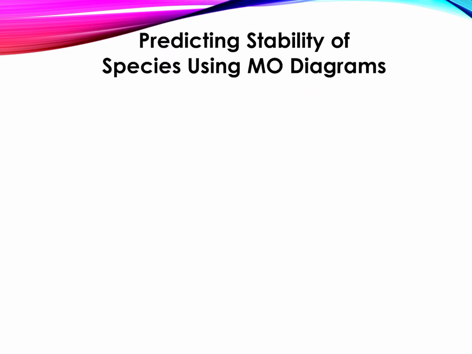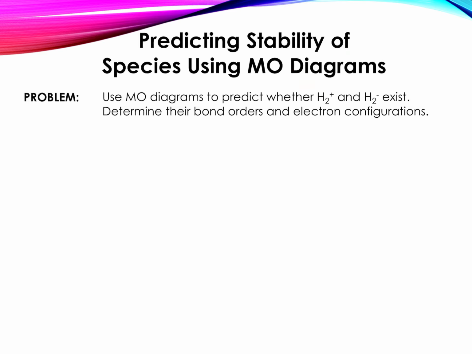So here's another one. Use molecular diagrams to predict whether H2 1+ and H2 1- exist. Determine their bond orders and electron configurations. And so we haven't talked about the electron configurations yet, but I would encourage all of you to pause here and try to do the molecular orbital diagram for H2 1+ and H2 1-. Fill in those molecular orbital diagrams, calculate the bond order, and figure out, would those exist? And if so, what's the strength of those bonds? And then after that, come back, press play, and I'll go through the answer, and then we'll talk about the electron configuration.